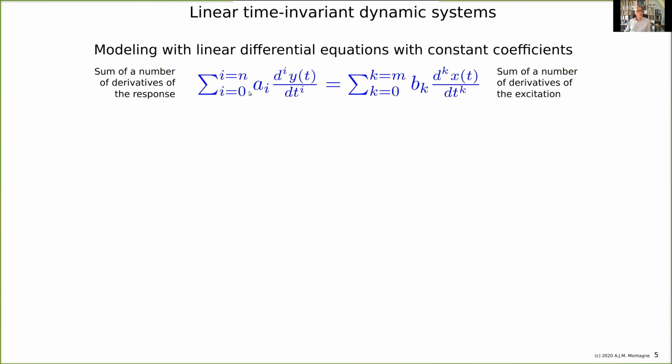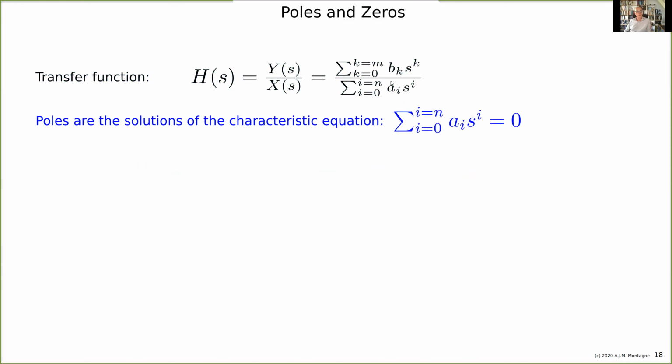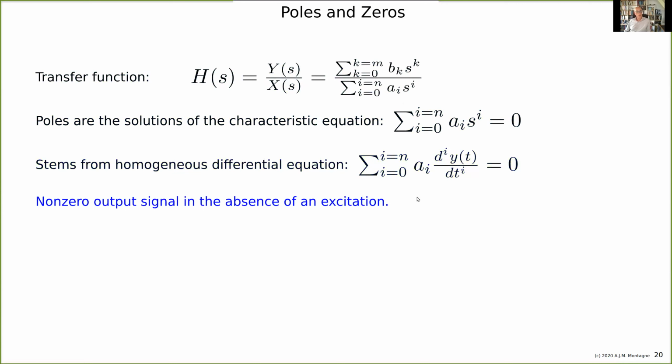We had this one, remember? This one is 0, no excitation. Then we have this. This is called the homogeneous differential equation. And this is what we are solving when we say the homogeneous differential equation. And this is the particular solution. So the zeros.